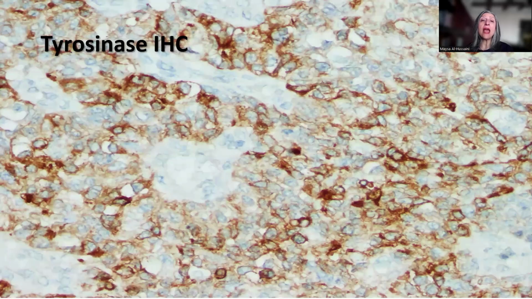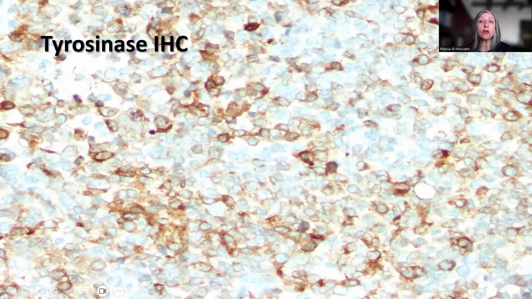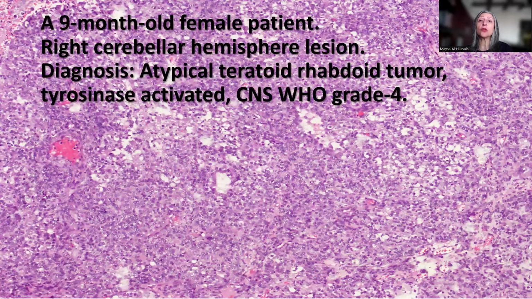So I went on and did the tyrosinase immunohistochemistry, and it came back positive in this tumor in more than one focus, further supporting the integration of the molecular profiling, despite the low calibrated score, into the overall morphology and immunohistochemical profile of this tumor. So the final diagnosis of this tumor is atypical teratoid rhabdoid tumor, tyrosinase activated, CNS WHO grade 4.